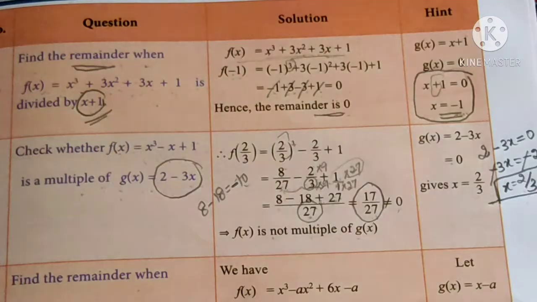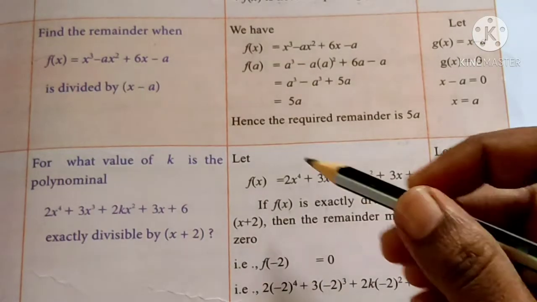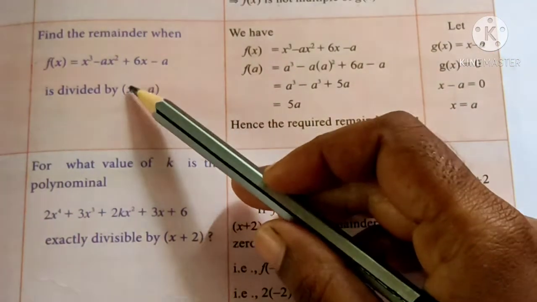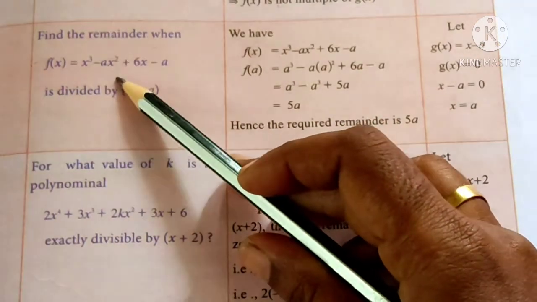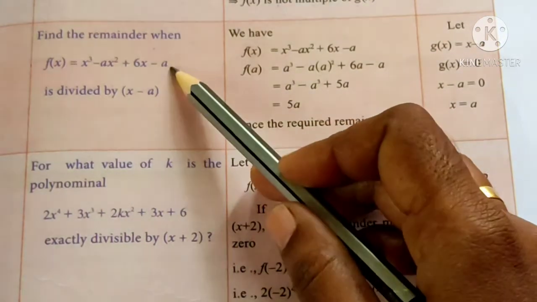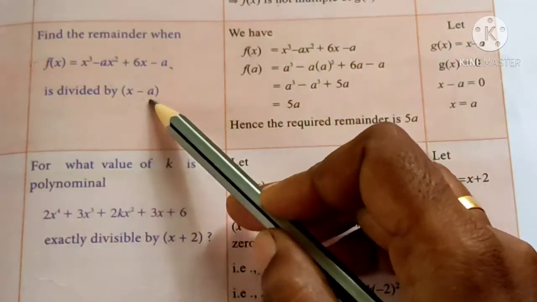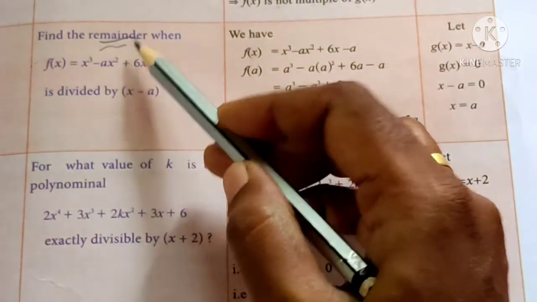Listen, the third question. Find the remainder when f of x equal to x cube minus a x square plus 6x minus a is divided by x minus a. Find the remainder. First question type.